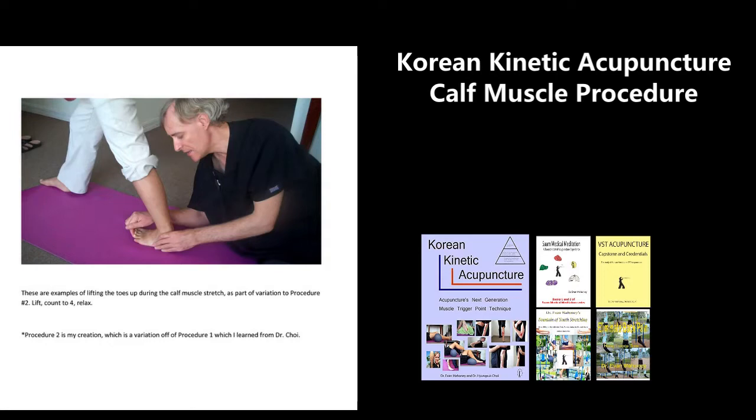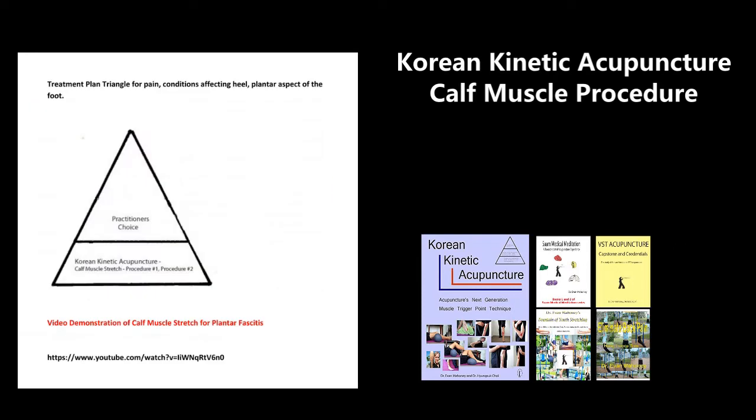Here is the treatment plan triangle for pain conditions affecting the heel, plantar aspects of the foot. So Korean kinetic acupuncture is at the base here. It's the first procedure we do, calf muscle stretch procedure number 1 and number 2. Now this also implies that we do the fountain of youth stretching, which is also pulling on the muscle while the muscle's in a stretch, which we're going to be doing some video demonstrations.